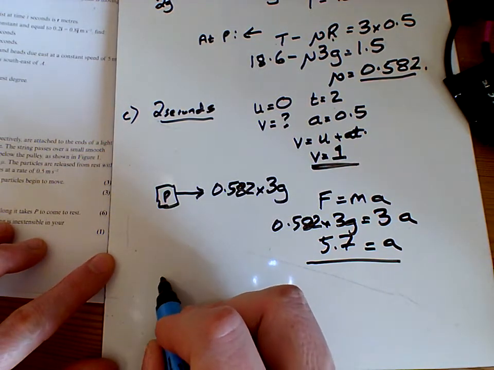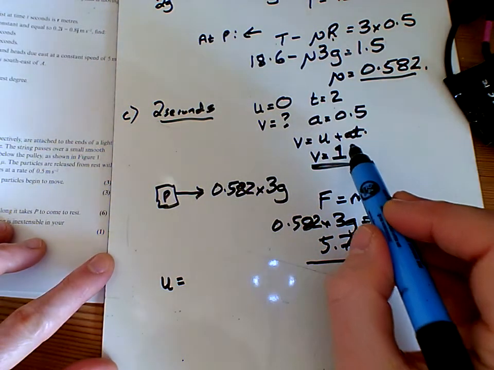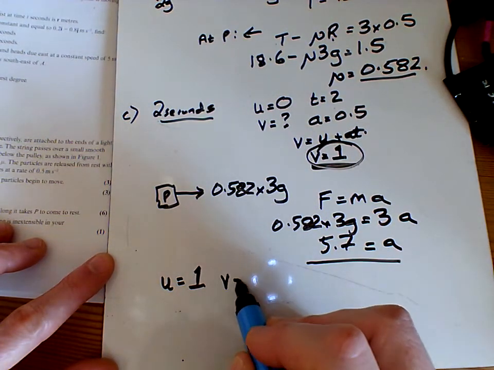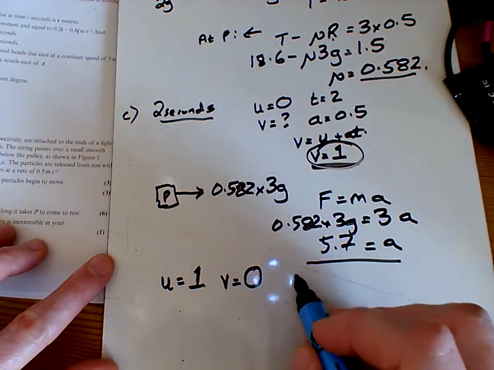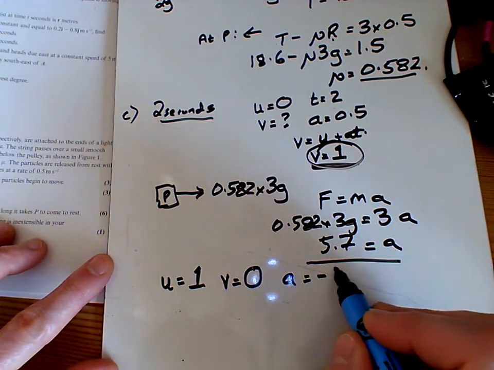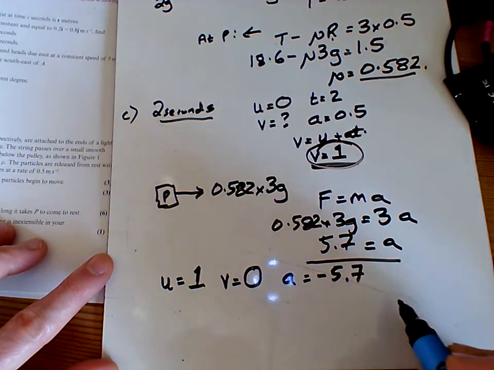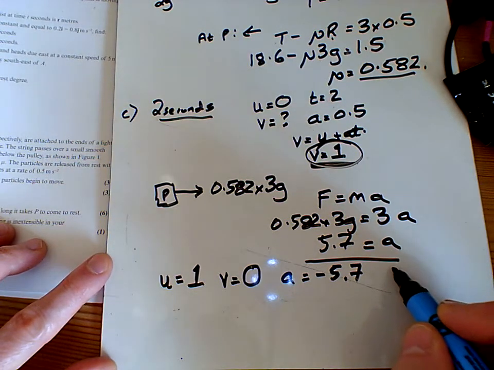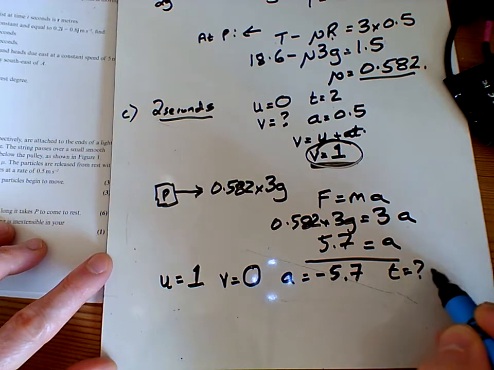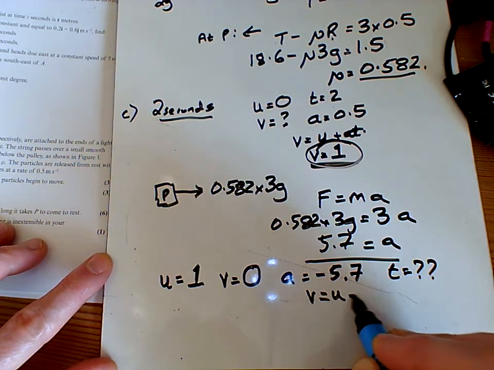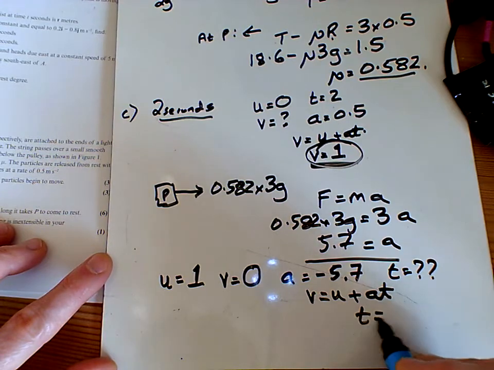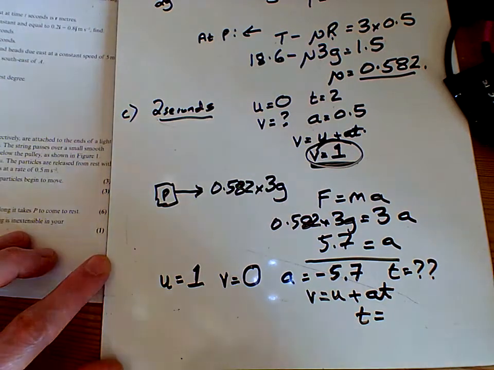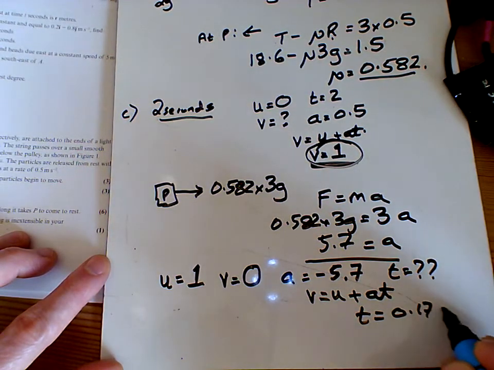So we've now got another SUVAT equation. This time the U is this 1 here. So it's starting at 1 meter a second. We want to know how long it takes until it stops, with the acceleration being, again, be careful here, minus 5.7, in that the acceleration is negative. And the T is what we're trying to find out. So again, V equals U plus AT here, giving that T is going to be 1 divided by 5.7, which is 0.175 seconds.